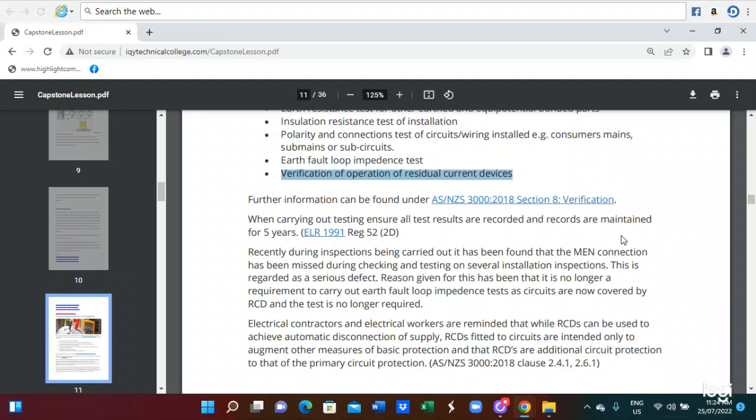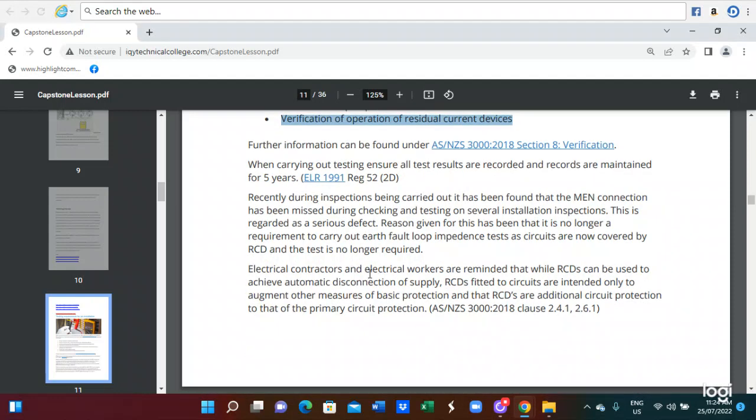So in this case, when carrying out the testing, all the test results are recorded and the records are mandated to be kept for 5 years. So in this case, if any MEN connection has been missed, therefore, we must not miss the MEN connection.